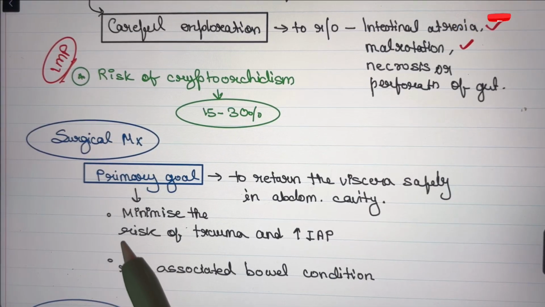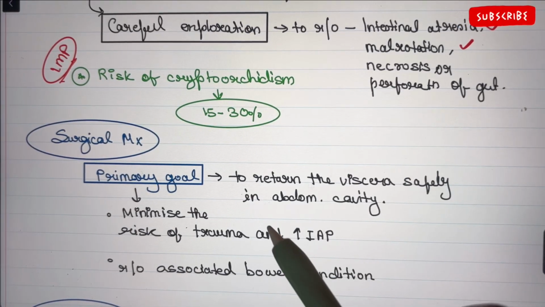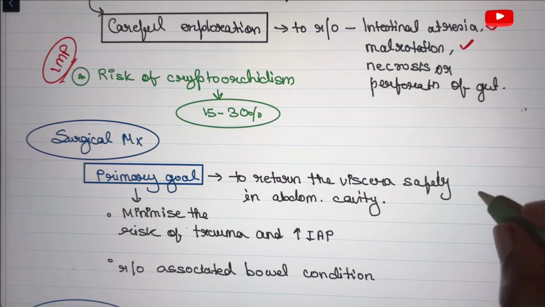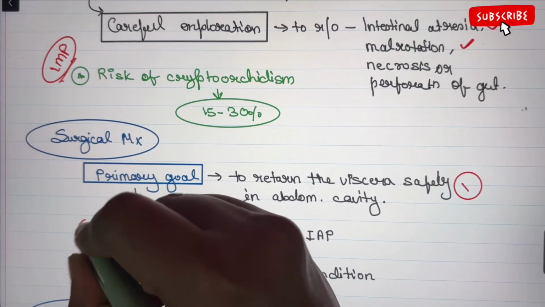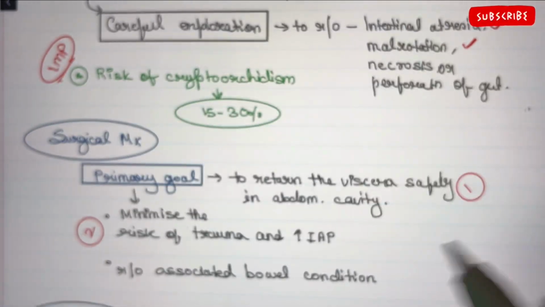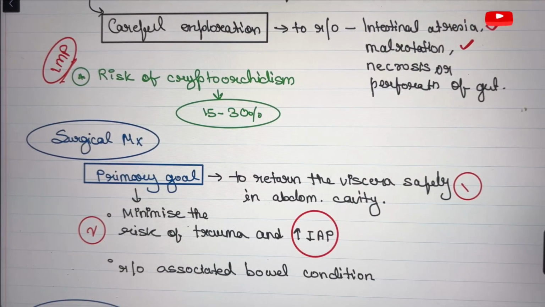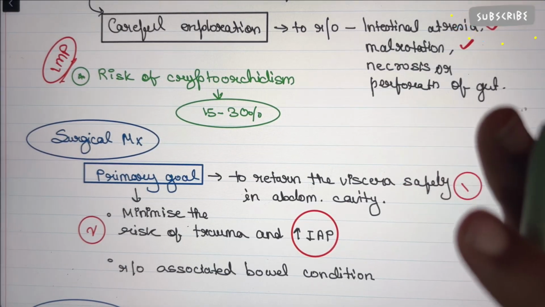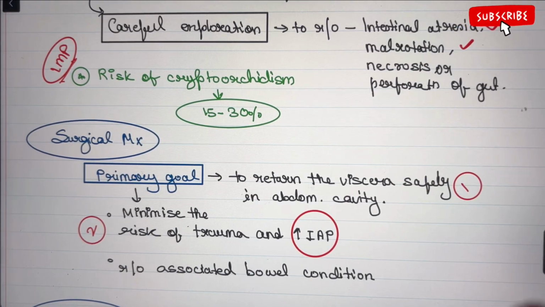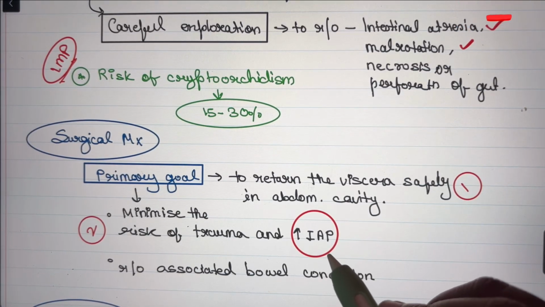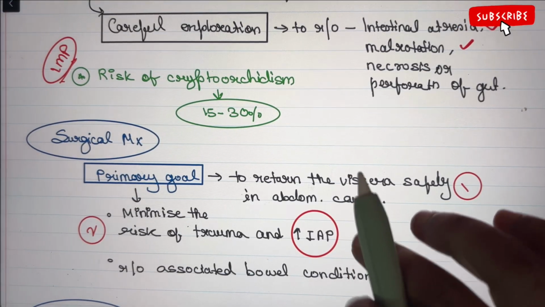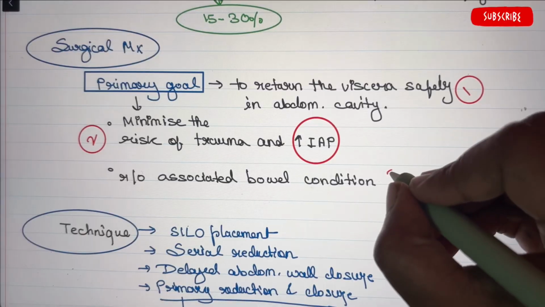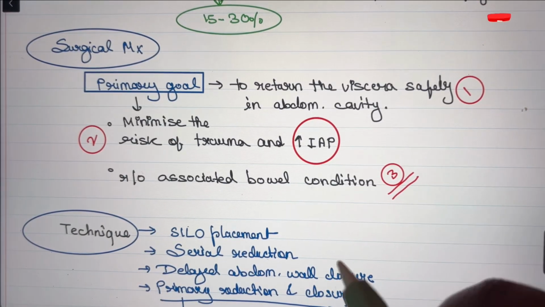Now the surgical management. The primary goal is to return the viscera safely into the abdominal cavity. Number 1, you have to return the viscera safely. Number 2, while inserting the viscera, you have to minimize the risk of trauma and minimize the risk of increase in intra-abdominal pressure. There shouldn't be an increase in intra-abdominal pressure, because a rise in intra-abdominal pressure will lead to abdominal compartment syndrome later on. And number 3 is to rule out associated bowel conditions. These are the primary goals.